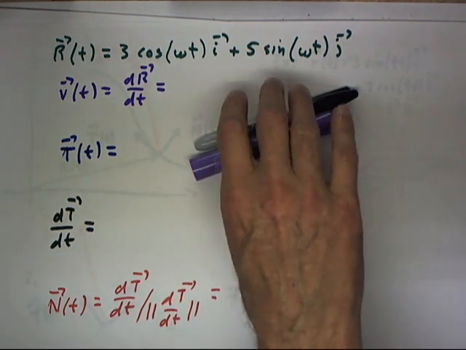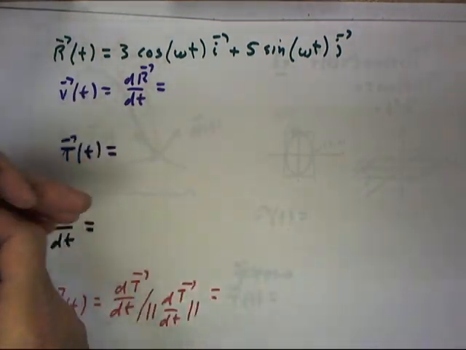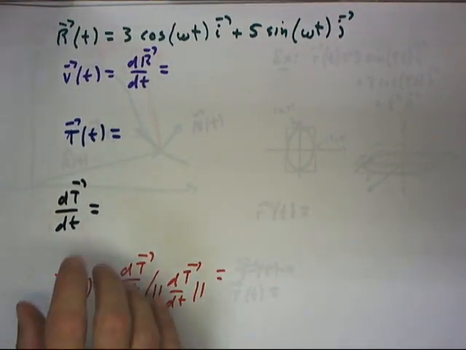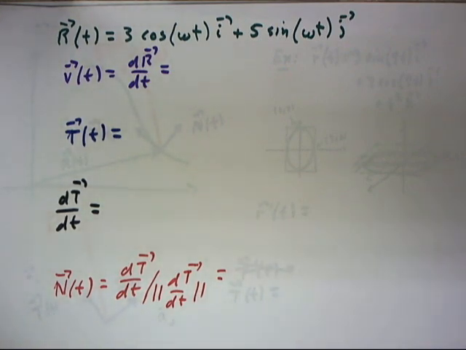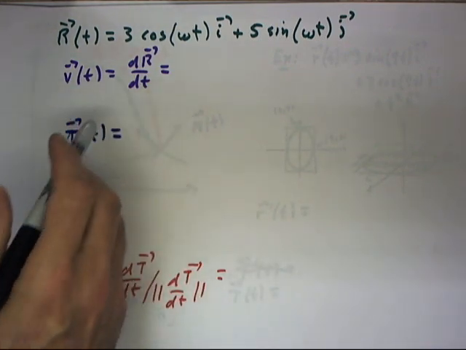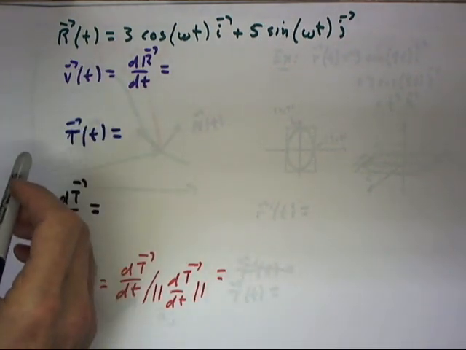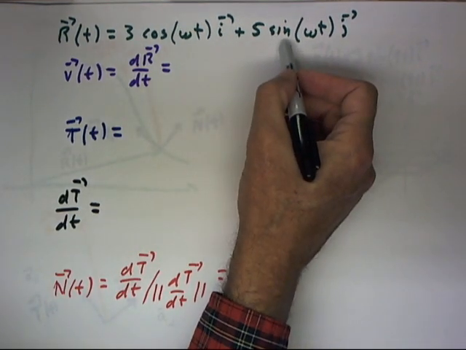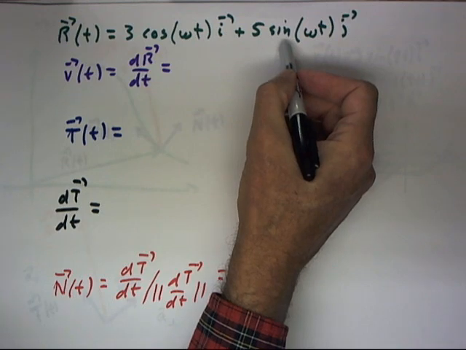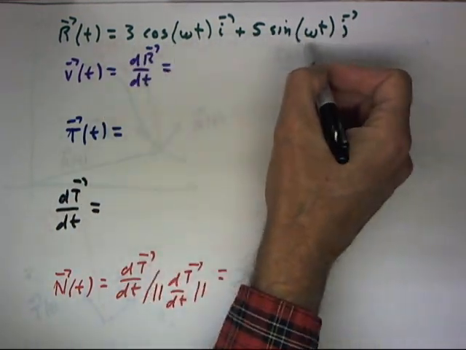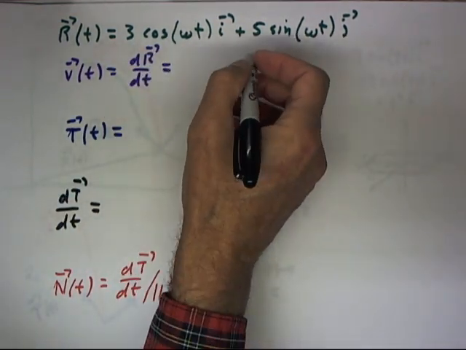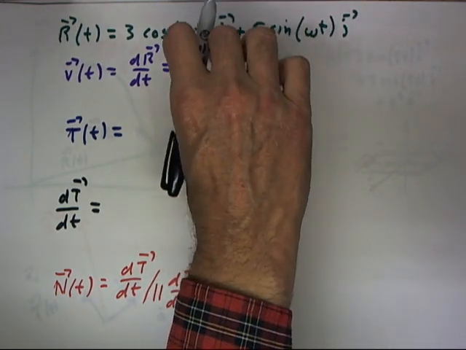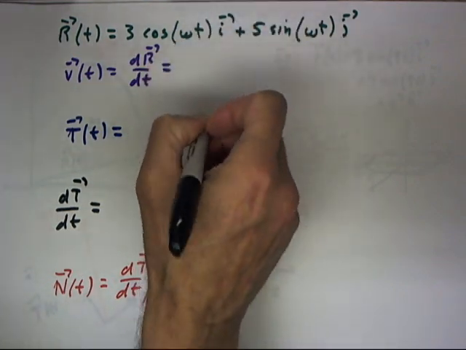We have in fact already seen an application of the idea of the unit tangent and unit normal vectors, because in previous clips we did calculate the unit tangent and unit normal vectors for this vector function. Remember, this vector function gave us an ellipse, semi-major axis 3 in the x direction, semi-minor axis 5 in the y direction.